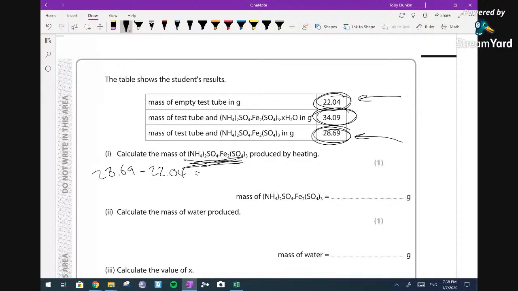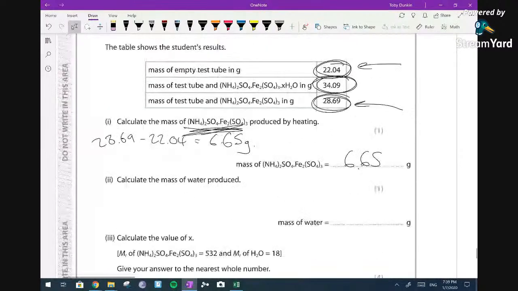Minus 22.04. Oh, I've done 1-4. So easy to do. 0.4. And I get 6.65 grams. 1 mark. Put it in the line. 6.65 grams. Next. Calculate the mass of water produced.